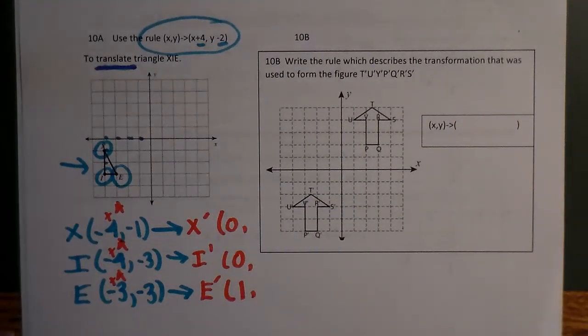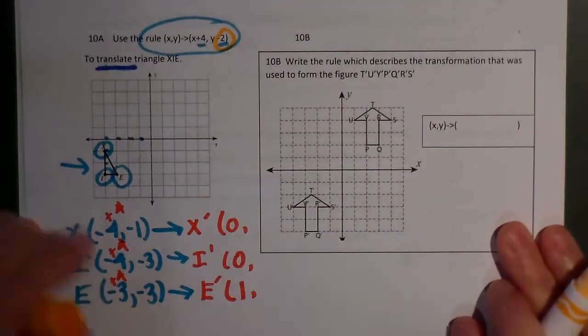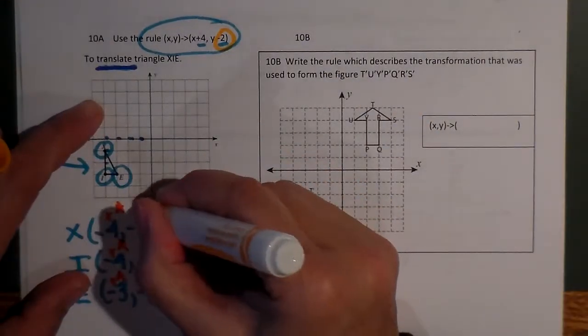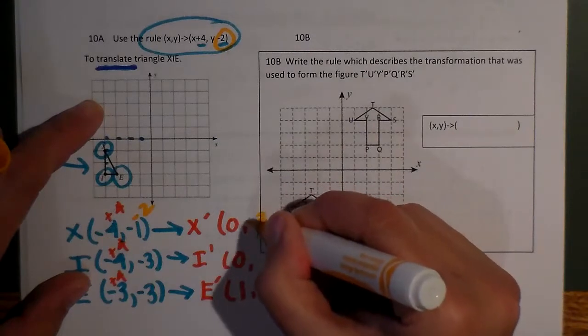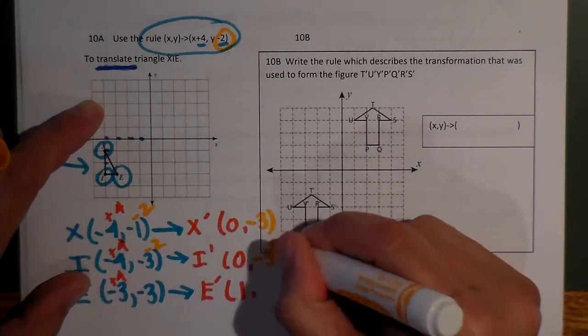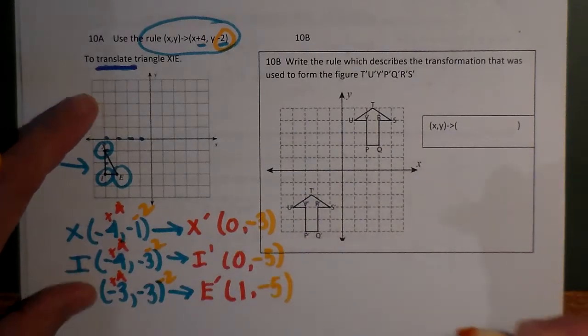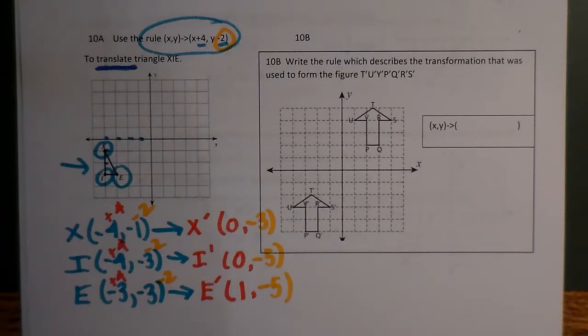Now let's do the y's. I'm going to subtract 2 from all the y's. So negative 1 minus 2 is negative 3. Negative 3 minus 2 is negative 5. And negative 3 minus 2 is negative 5. So those are your new points. So the translation, all you do is follow the rule.